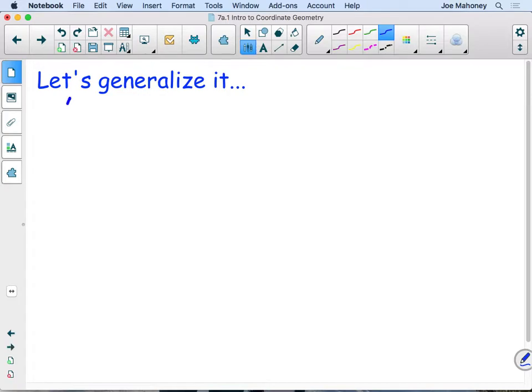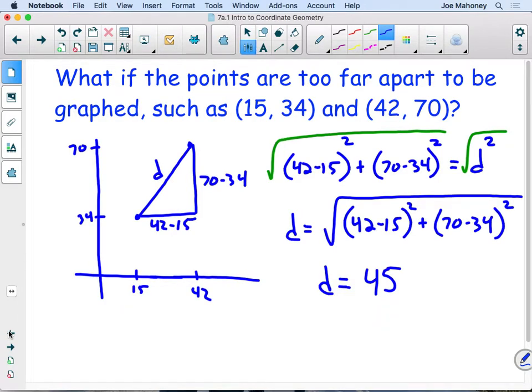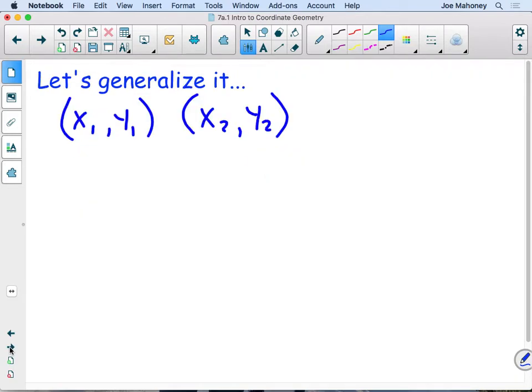So if we have 2 points like x1, y1, and another point like x2, y2, and I want to find the distance between them. If you think about what we did back here, we took the two x values, 42 and 15, and we subtracted them. That's right here. And then we squared it. So my distance is the difference of my x's, and then I square that number.